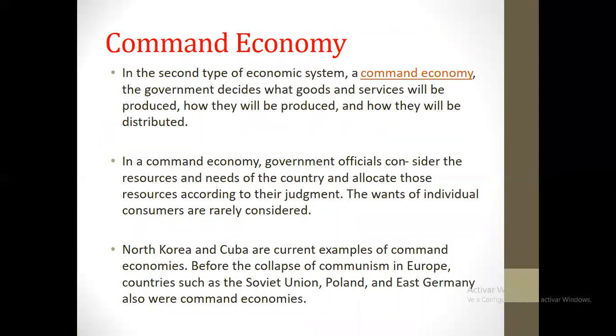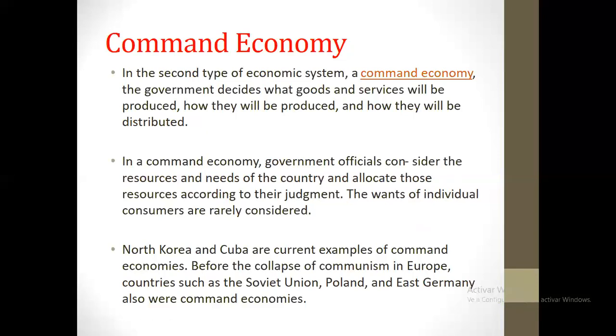Now, the second system is command economy. Now, over here in this system, the government, the state, is the one who decides what is going to be produced, how it's going to be produced, and to whom it's going to be distributed. Okay, so they answer the three questions of the economy. Okay, now the second type of economic system is a command economy. The government decides what goods and services will be produced, how they will be produced, and how they will be distributed. So they are the kings.